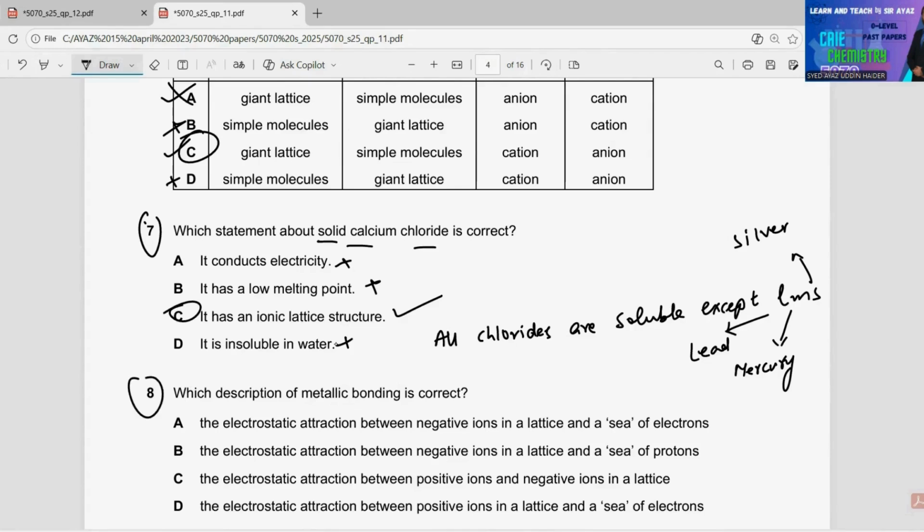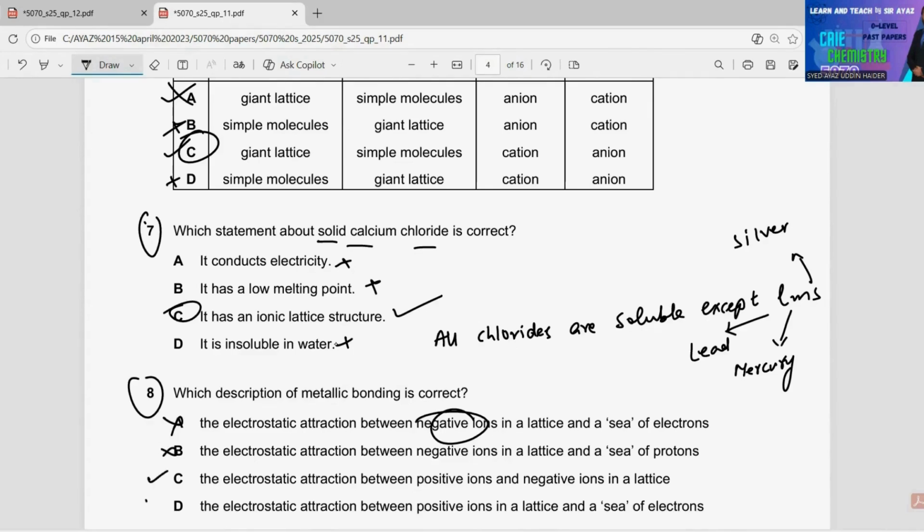Number 8. Which description of metallic bonding is correct? A, the electrostatic attraction between negative ions. Now they are saying negative ions in A. This is incorrect. Straight away, no need to read the last point. We can't have negative ions here. In metallic bonding, we are having positive ions. So if you look at the statement B also, the electrostatic attraction between negative ions. So A and B must be incorrect.